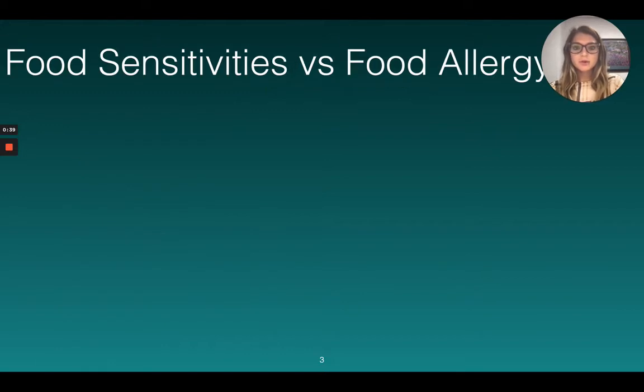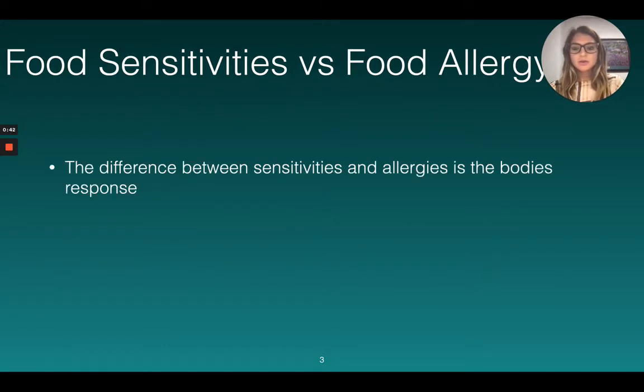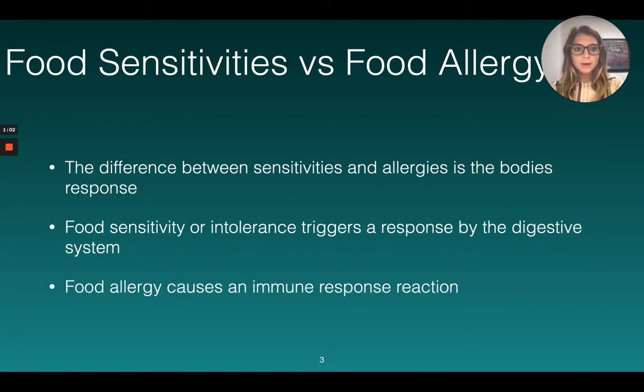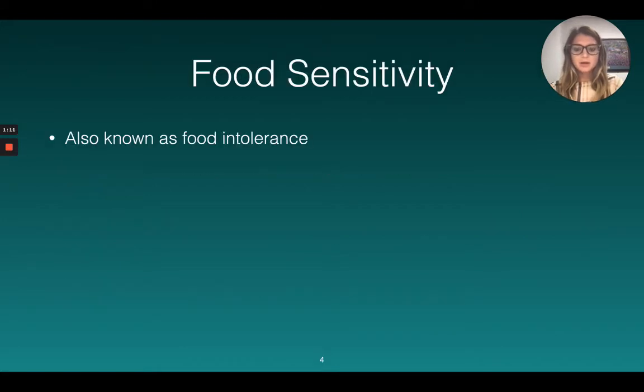So food sensitivities versus food allergy. The difference between the two is basically the body's response. Food sensitivity or intolerance triggers a response by the digestive system, so stomach, small intestine, and the regular gastrointestinal tract. And food allergy causes an immune response reaction. So the whole body, the immune system is going to create a reaction within the body. Food sensitivity is also known as food intolerance, so you might hear me interchange the two, food intolerance, food sensitivities, basically the same thing.